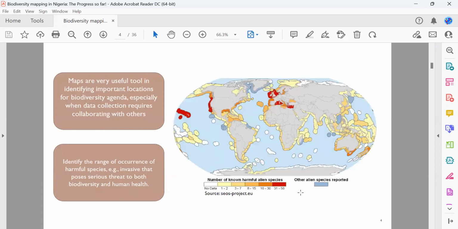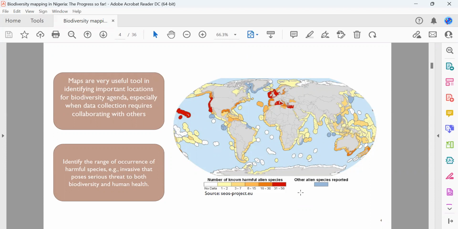These maps are a very useful tool in identifying important locations for biodiversity agenda, because when they are mapped, we can pinpoint areas of biodiversity hotspots. In the case of Conservation International, we can identify areas with high biological diversity, especially when data collection requires collaborating with others. Because for the Conservation International to identify areas with high biological diversity hotspots, there is need for that data to be available to make an informed decision.